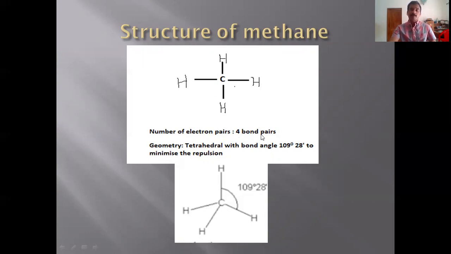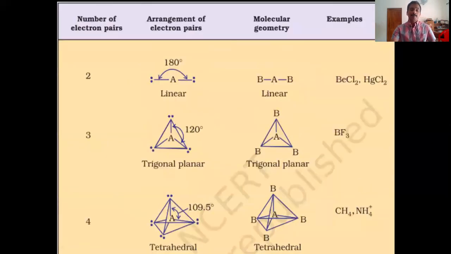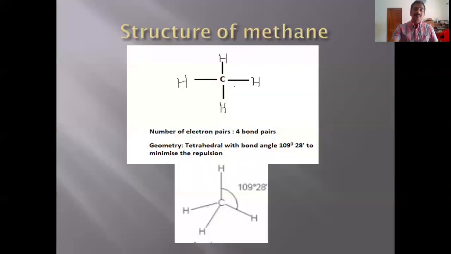So number of electron pairs, 4 bond pairs. Therefore, what is the geometry? If the number of electron pairs is 4, what is the geometry? You can see here, it is tetrahedral structure with the bond angle 109 degree 28 minute. That is to minimize the repulsion between electron pairs. Then you draw the structure and indicate the bond angle 109 degree 28 minute. It is tetrahedral structure.